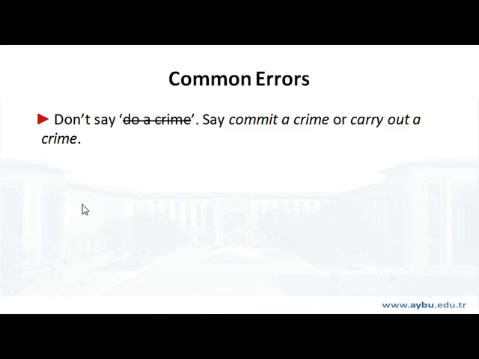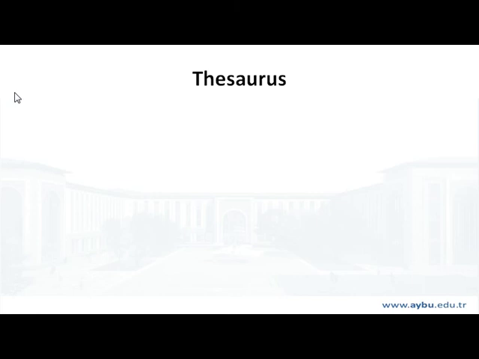Then we have common errors, even in this dictionary, by looking at common mistakes and errors. They selected the most common ones. Don't say "do a crime." As I mentioned, speakers of most languages say "do a crime" and translate it to English, but in English we say commit a crime or carry out a crime.